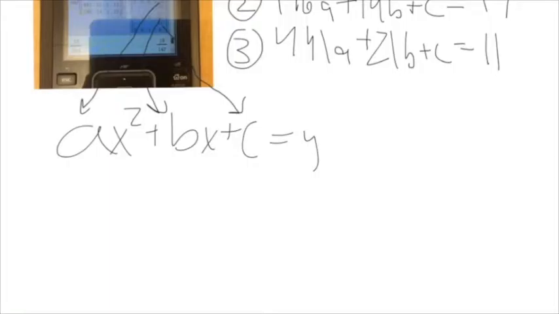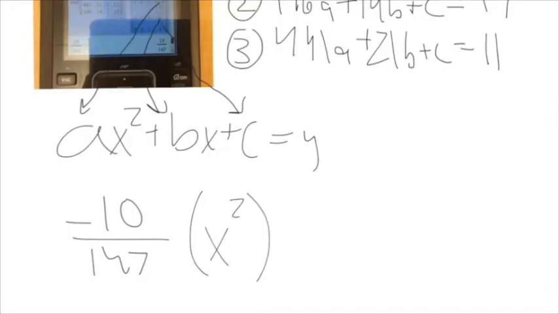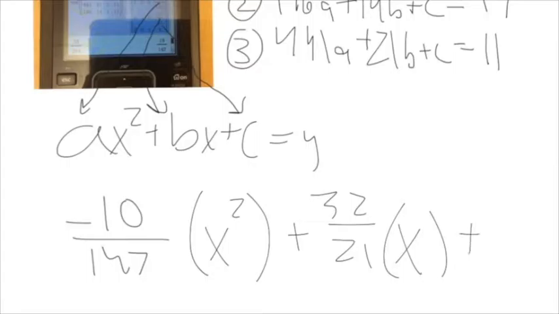So the next step in this process will be plugging each of these equations into a matrix. You must remember to plug it in standard form and use placeholders for the first equation. So that is how you do it. You press RREF, put the whole matrix in parentheses, and I got my equation, which I plug the a, b, and c values in and get negative 10/147 times x squared plus 32/21 times x plus 9 equals c, or y.